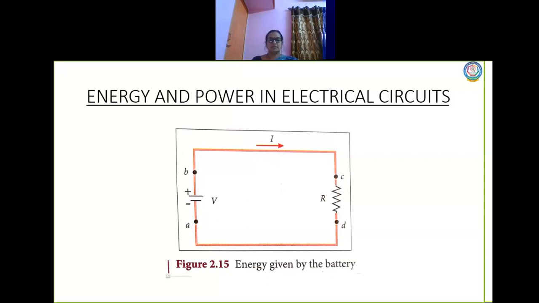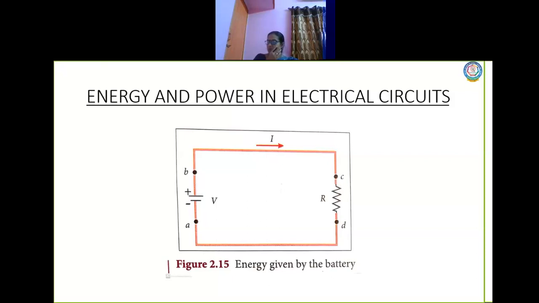Now here is a circuit diagram where a battery is connected to the left side and a resistor is connected to the right side. Now this resistor may be a fan or a fluorescent lamp, anything. A resistor is something which resists the flow of charges in it, so you call it a resistor.